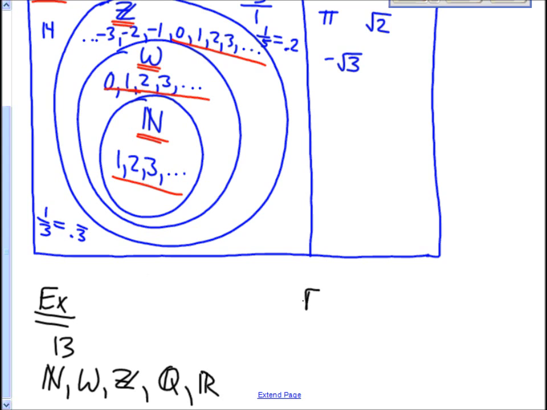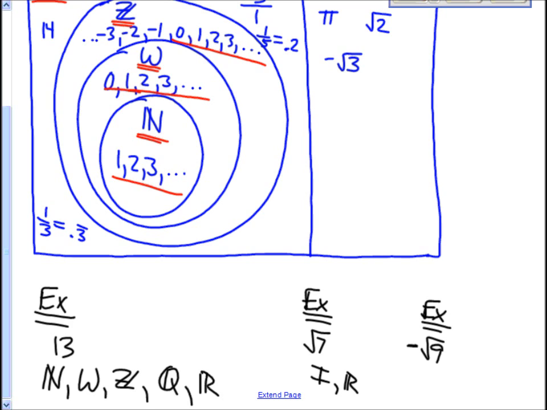Let's do another one. How about square root of 7? Well, square root of 7 is an irrational number, and if it's an irrational, it's also a real number. Let's do another one. How about square root of 9? Well, the square root of 9 is actually 3. So you should think about this in simplest form. Let me change this. Let's go negative square root of 9.